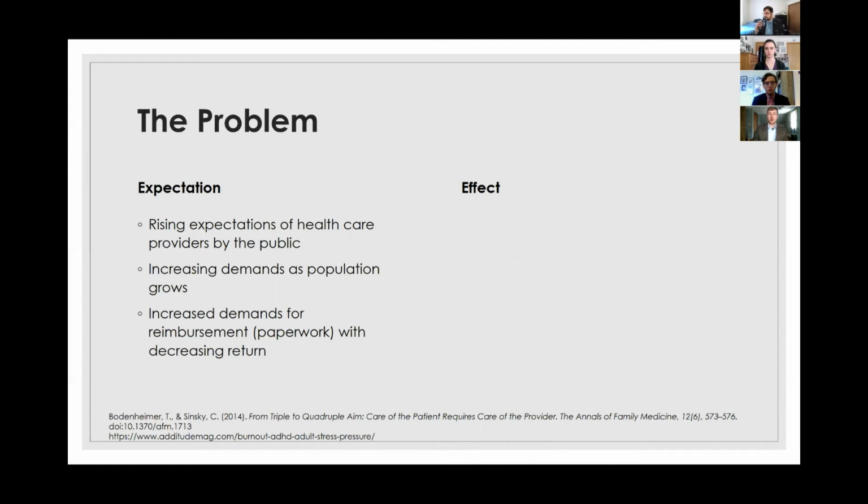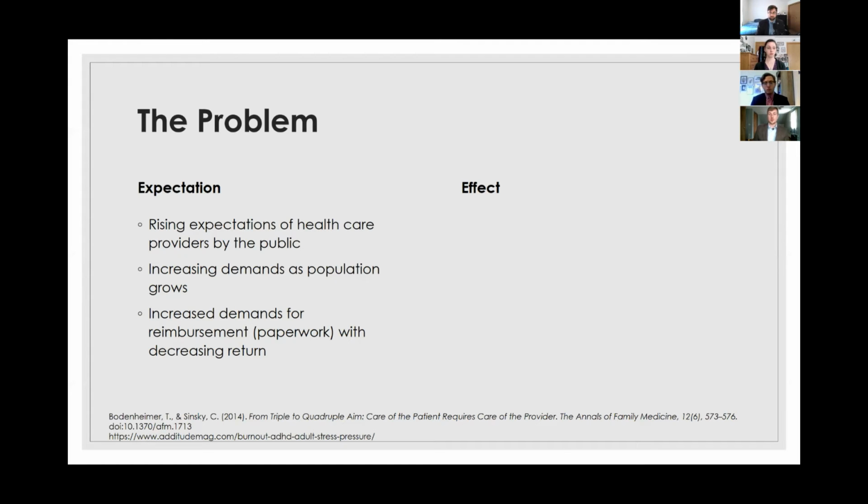And then as healthcare informatics continues to develop, and as insurance companies continue to demand reimbursement paperwork and clinical reasoning as to why they're paying for services, what this does is it creates a negative effect for the healthcare providers.